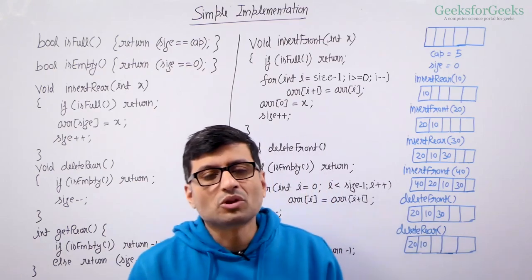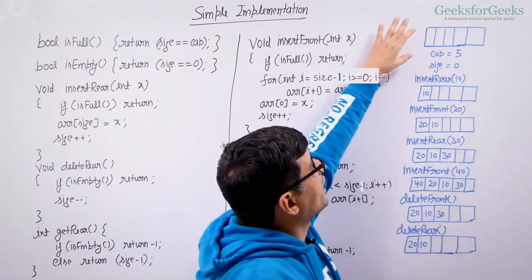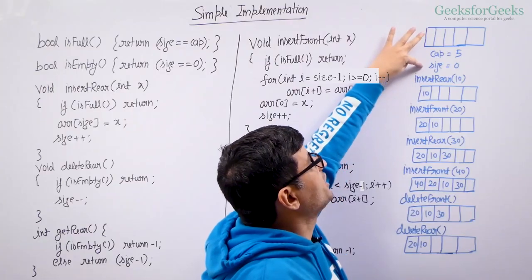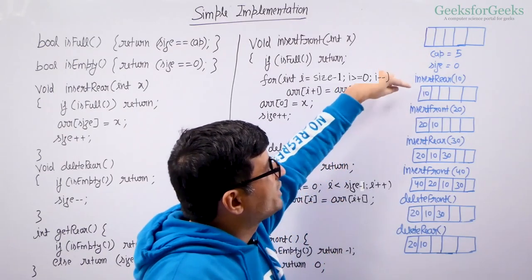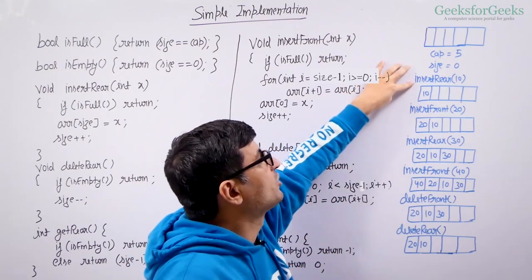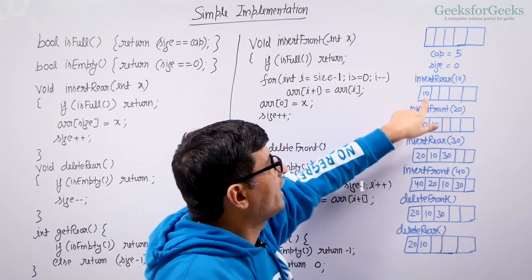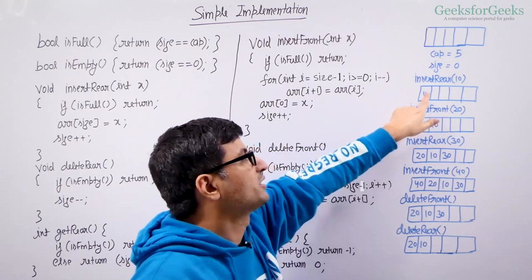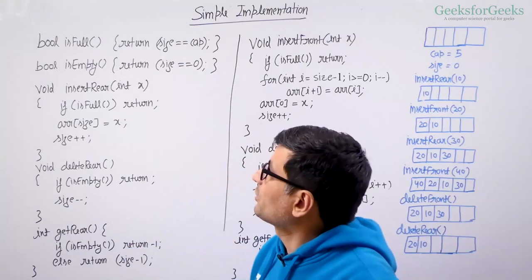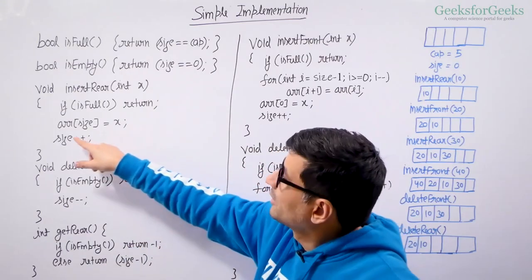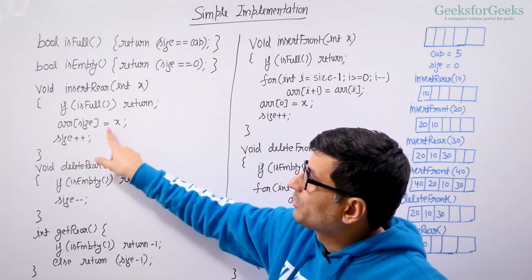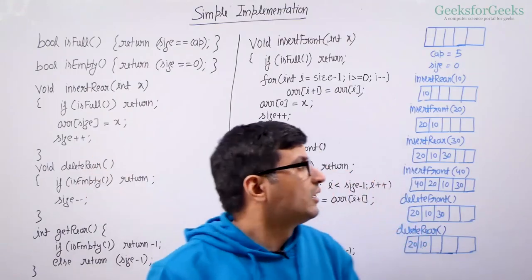So in this simple approach, we have an array of given capacity and initially size is 0. When we insert at the rear, we simply go to ARR size and put the item at that size, right? And then do size plus plus. That's what we are doing at insert rear. Simply do ARR size equal to X and then do size plus plus.